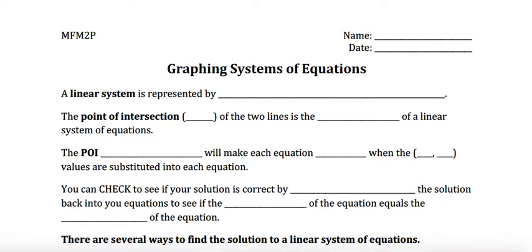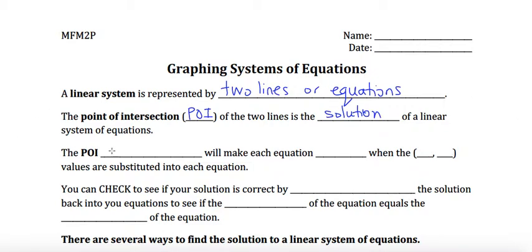Graphing systems of equations. A linear system is represented by two lines or equations, and these are straight lines. The point of intersection, which we've already sort of looked at in our previous lesson, is a solution of the two lines. So the point of intersection, the POI, of the two lines is the solution of a linear system of equations.